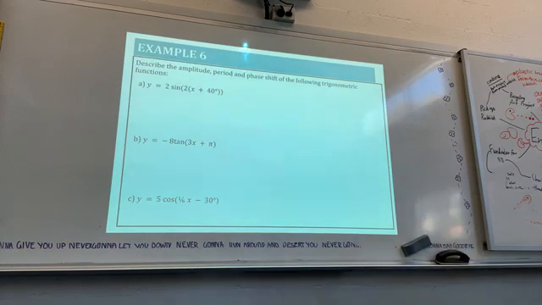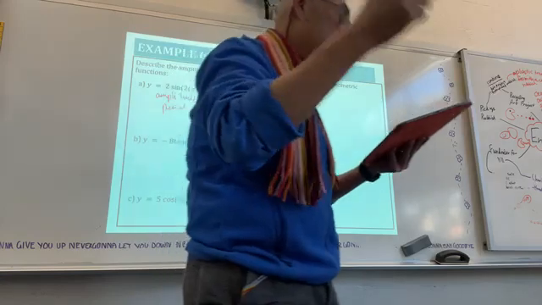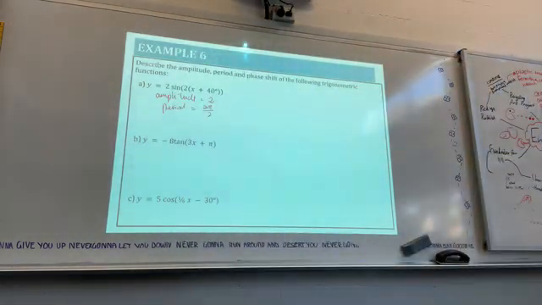Alright, now, describing the amplitude, period, and phase shift. For the first one, let's think about the amplitude. What is the amplitude for the first one? It's 2. Alright? Now, what about the period? 2 pi over b. You always have to factor it out. 2 pi over 2, so therefore equals pi. And then the phase shift.